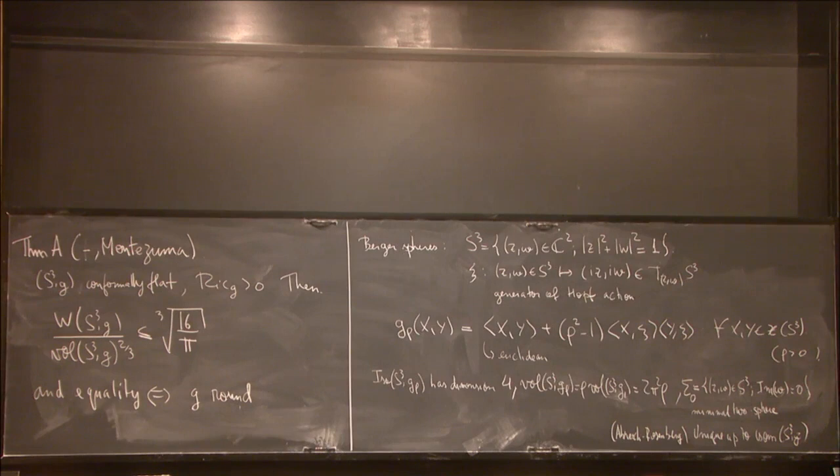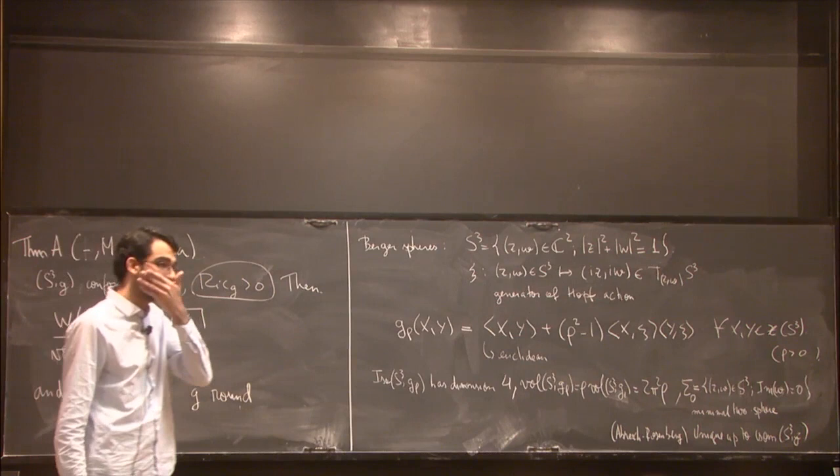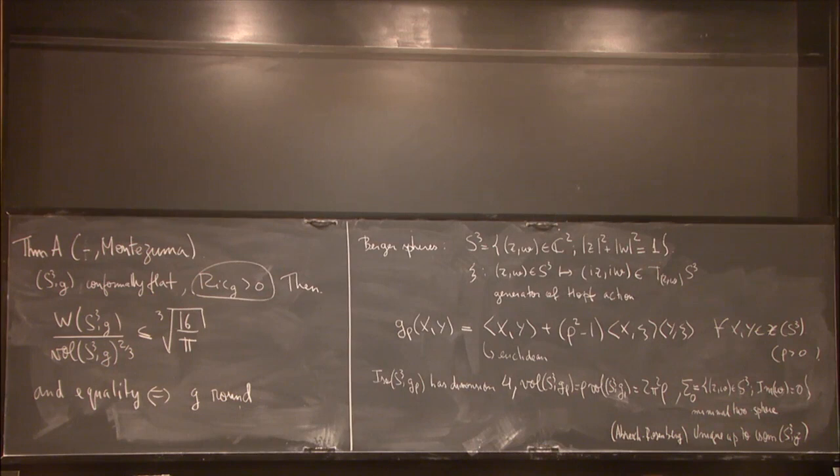Unfortunately, I don't know the answer, even for the conformal class of the round metric with positive Ricci. So what did you prove again? Yevgeny proved it for the Almgren-Pitts width.